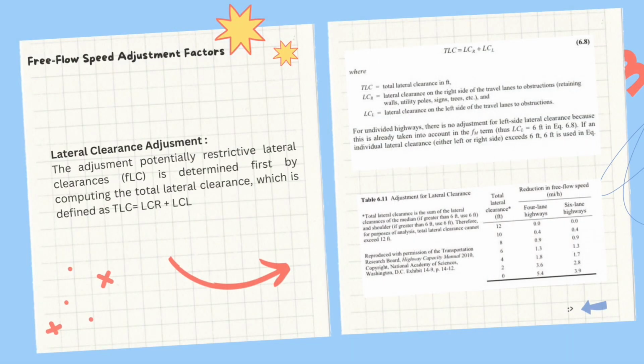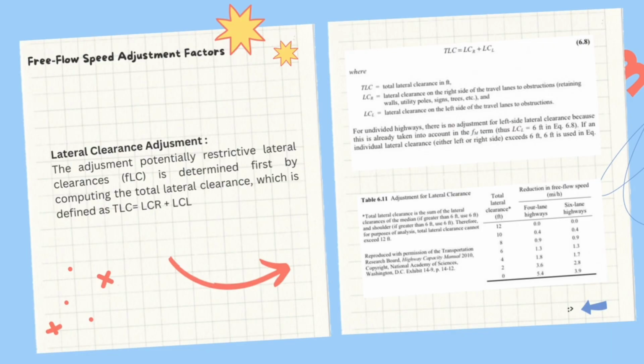Good day everyone. Today I will be discussing the free flow speed adjustment factors. So, the lateral clearance adjustments. The adjustment is potentially restrictive. Lateral clearance FLC is determined first by computing the total lateral clearance, which is defined as TLC equals LCR plus LCN. So we have here the given formula.